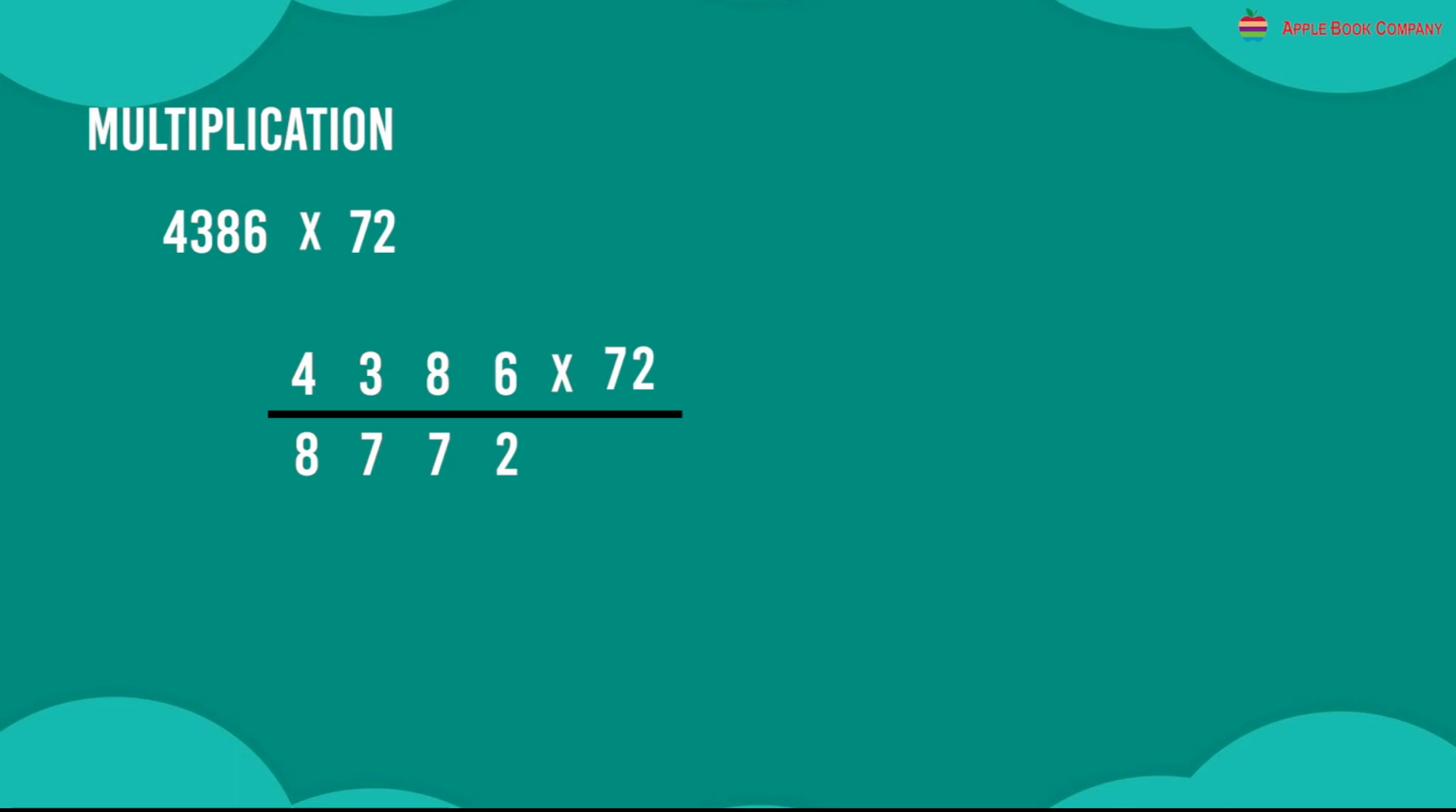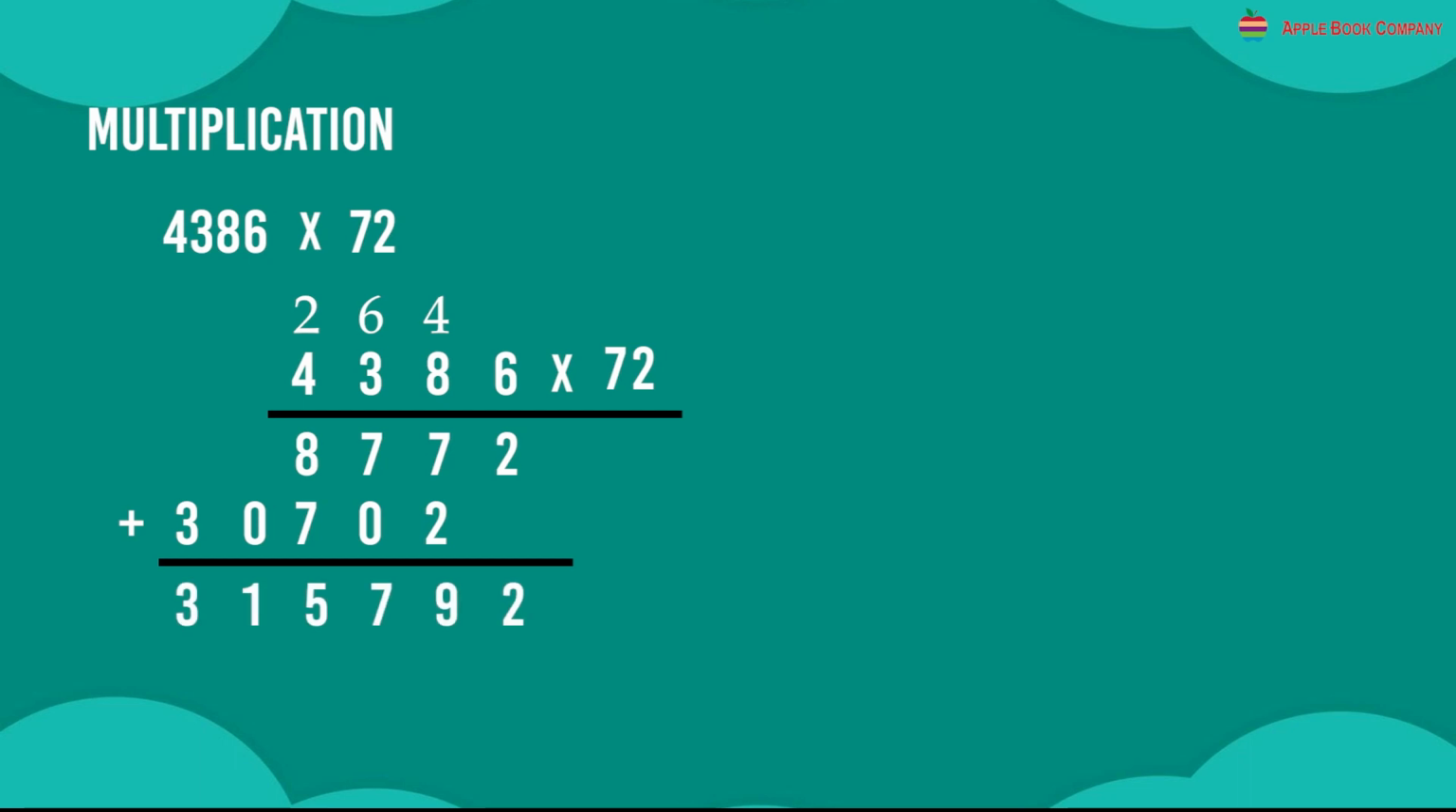Now start multiplying with 7. 7 times 6 is 42. So write 2, 4 is carried forward. 7 times 8 is 56 plus 4 will be 60. Carry 6 and write 0. 7 times 3 is 21 plus 6 would be 27. Write 7 and carry 2. 7 times 4 is 28 plus 2 will be 30. And now add both the numbers. The answer you will get is 315792.